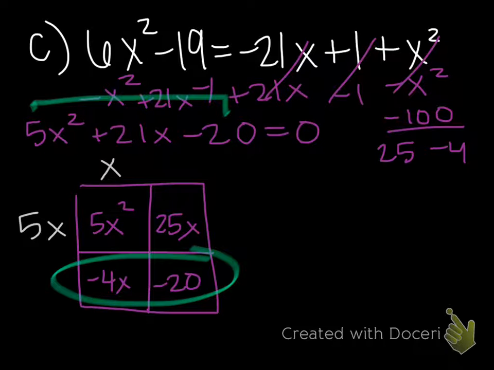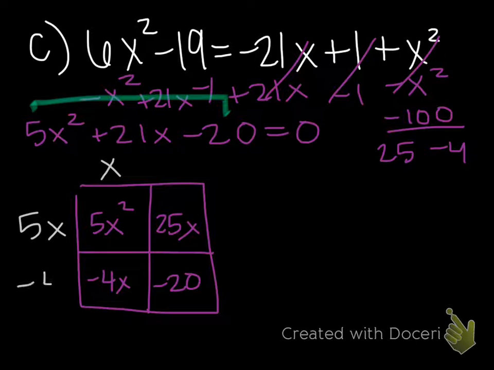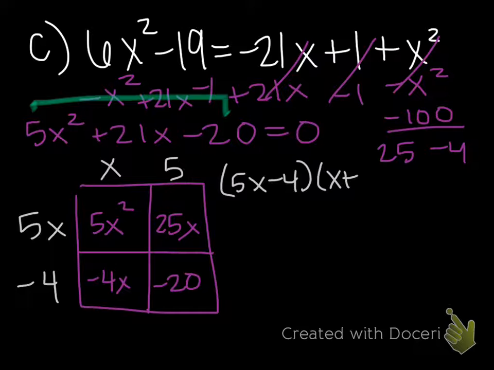Looking down here, I have a negative 4x and a negative 20, so I can take out a negative 4. And then comparing those 2 areas, 25x and a negative 20, I can take out a 5. So I get 5x minus 4 and an x plus 5. But again, we have to set these both equal to 0.